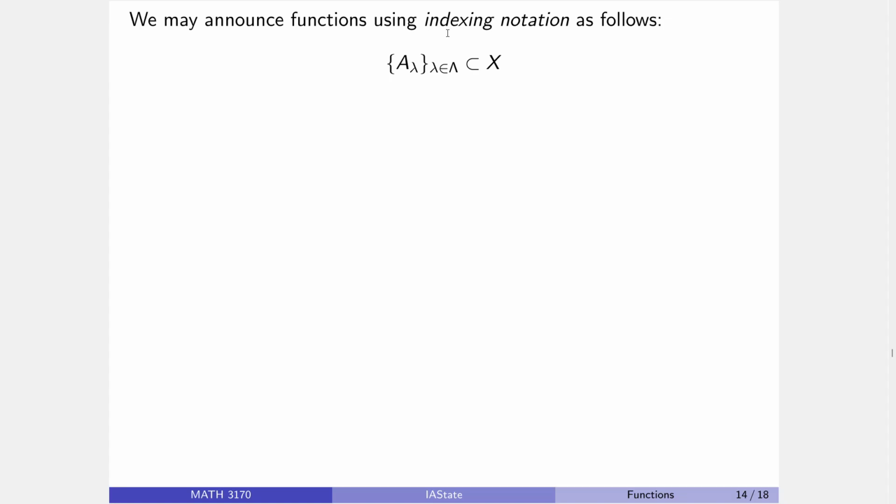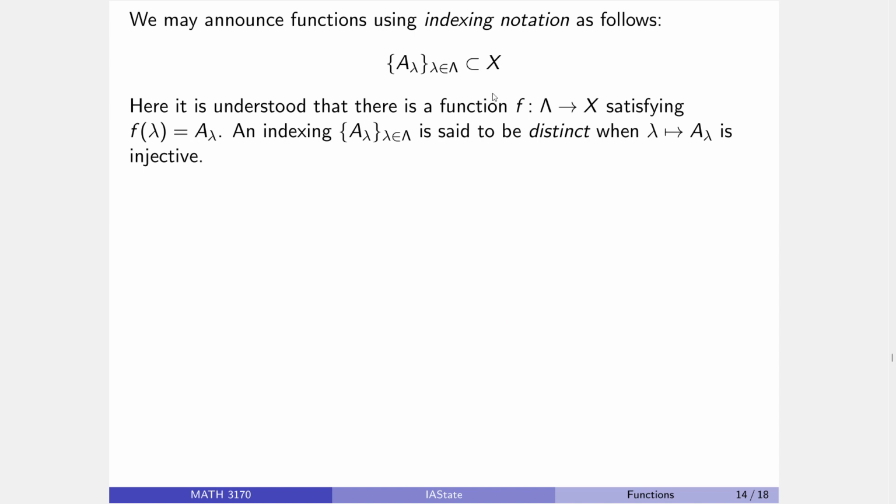So by this I mean we'll write this, and this means that there is a function whose domain is this set here, which is sometimes called the indexing set. This is the codomain, and the function's output is the a sub alpha. So this is basically saying I've got a mechanism of assigning to each element out of lambda some thing a lambda, and they all live in x. And when this mapping is injective, then we call it a distinct list.